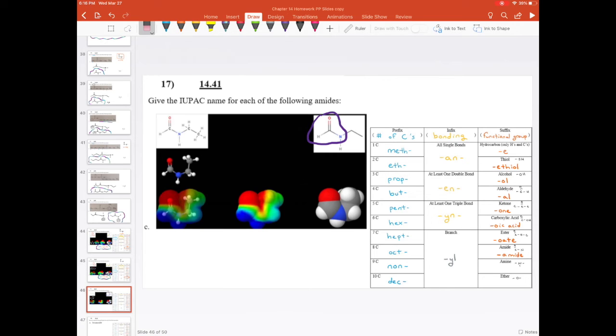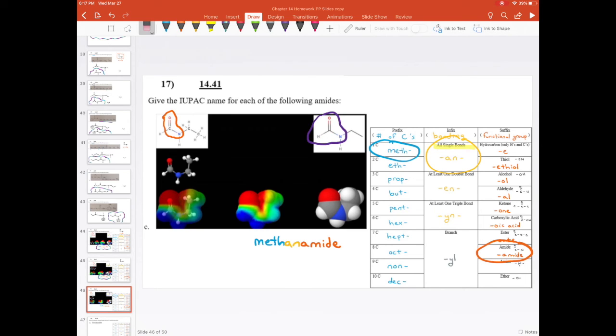So first let's name the backbone. In that backbone there is only one carbon, and so the prefix is going to be meth. Outside of the functional group there are only single bonds, and so the infix is going to be an. Finally, we do have a functional group, and it is a carbon double bonded to an oxygen, single bonded to an amine. That's an amide, and the suffix for an amide is amide. So the backbone here is going to be methanamide.